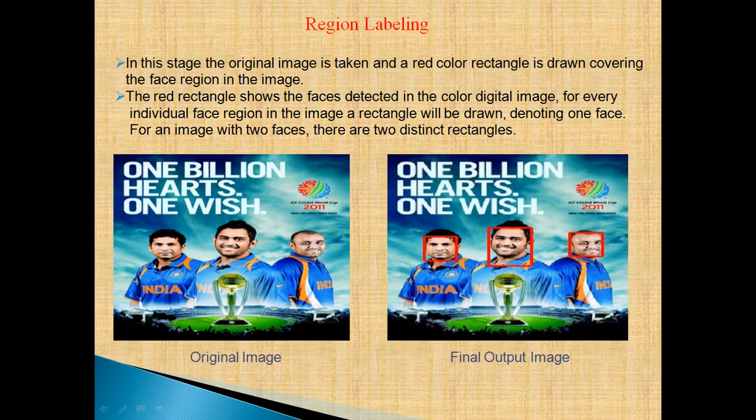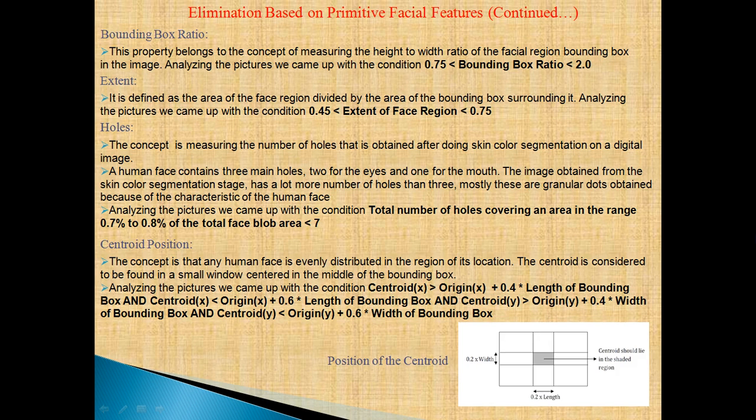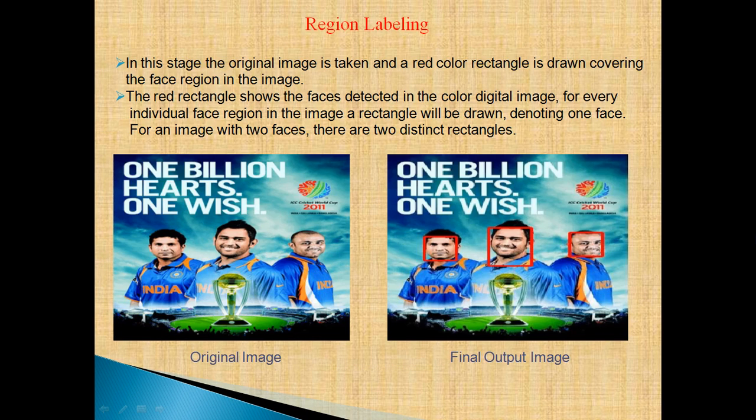Let us look at the next step, which is called region labeling. After we have analyzed all the images that were obtained from the morphological operation, we pass them through the stage of elimination based on primitive facial features, where we looked at all the facial features and analyzed which region is going to be considered a facial region. In region labeling, we take the region identified as a facial region and put a rectangle across it. This helps us in identifying which are the faces in the picture.